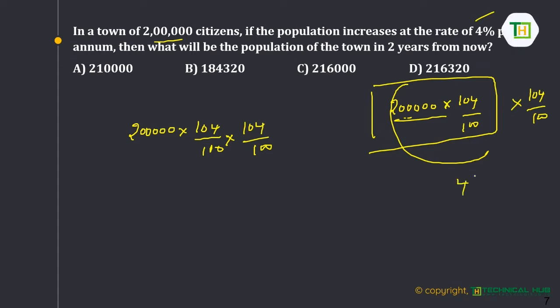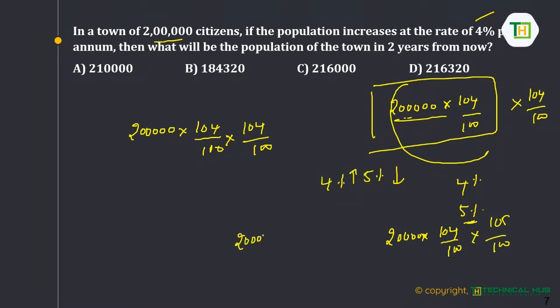Suppose the first year 4% increases, the second year 5% increases, then how can you write the equation? 2 lakhs into 104 by 100 gives the population after 1 year. In the second year 5% increases, so 105 by 100. Suppose the first year 4% increases and the second year 5% decreases, then 2 lakhs into 104 by 100 into 95 by 100, since a 5% decrease means 95 by 100.